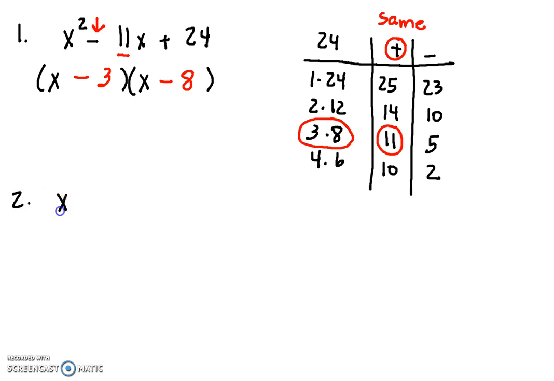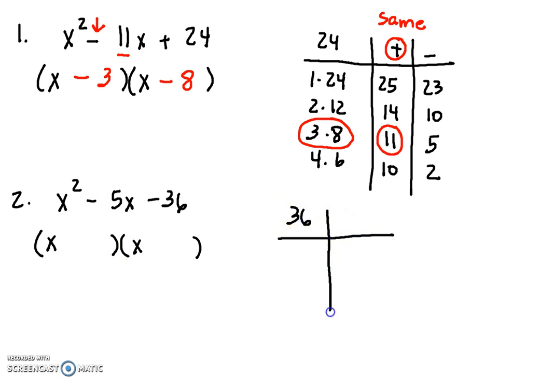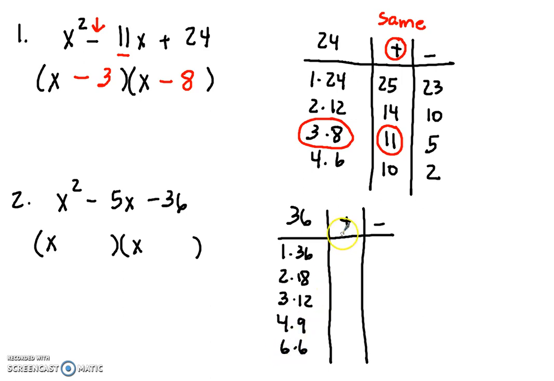Number 2, we have x squared minus 5x and minus 36. Again, a trinomial, no lead. So again, I can put my parentheses. Again, I'll be putting x's in the first spot for each parentheses. And then again, I'm going to factor my last term. So I will have 1 times 36, 2 times 18, 3 times 12, 4 times 9, and 6 times 6.